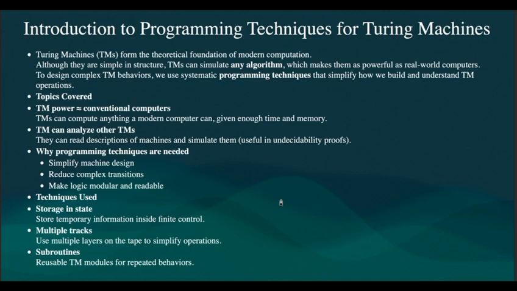A Turing machine is a simple but extremely powerful mathematical model of computation. Even though it looks basic, it can simulate any modern computer program given enough time and memory. So why do we need programming techniques? Because when TMs get complex, we need a structured way to design them, just like real programming uses functions and modular code. In this chapter, we learn three key techniques. First, storage in the state, then multiple tracks, and then subroutines.